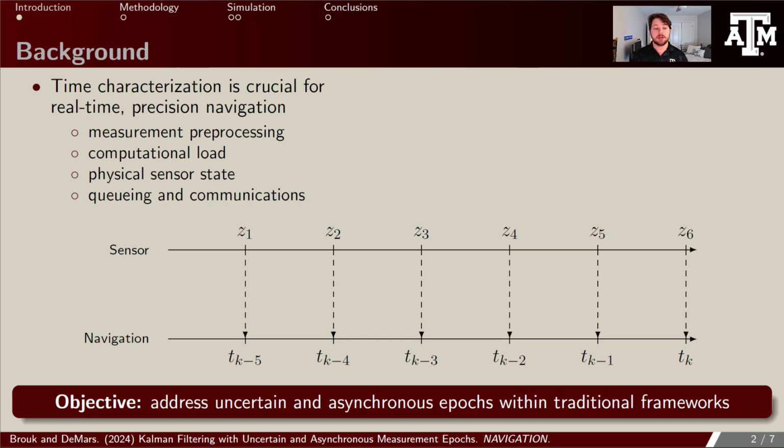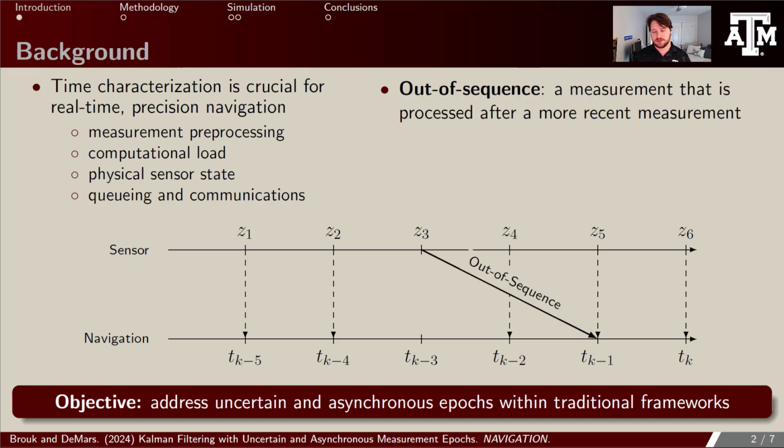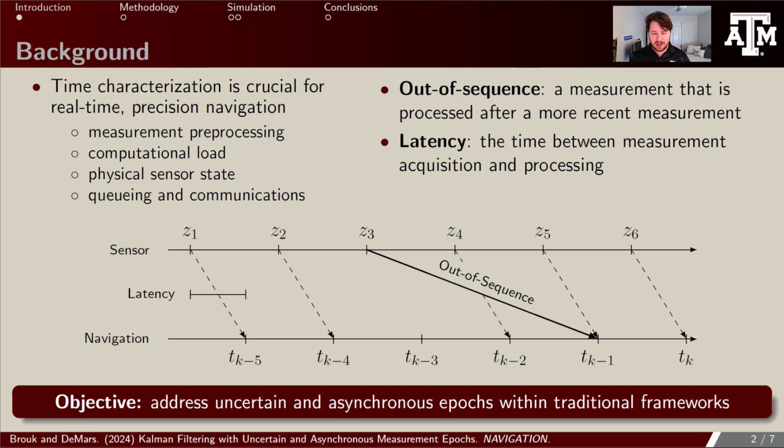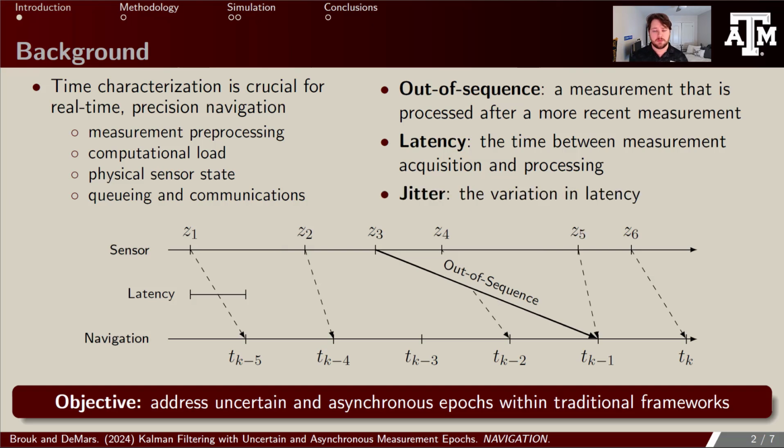Often in filter development, we tend to assume that our sensor reports a measurement that is immediately processed by the navigation filter. However, when we move to a real system where different computers must communicate with one another and the sensing hardware has to communicate with the navigation computer, this isn't always the case. We often have measurements that arrive out of sequence, they may have timing offsets, and we may have some sort of time variability or uncertainty in the time tags as well.